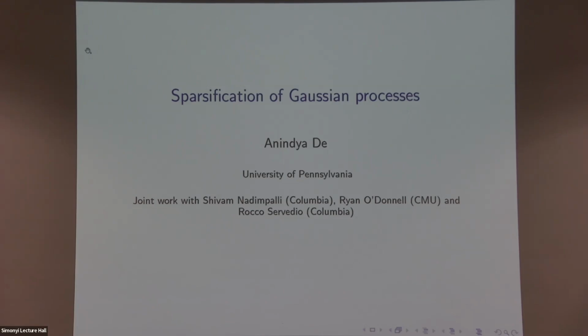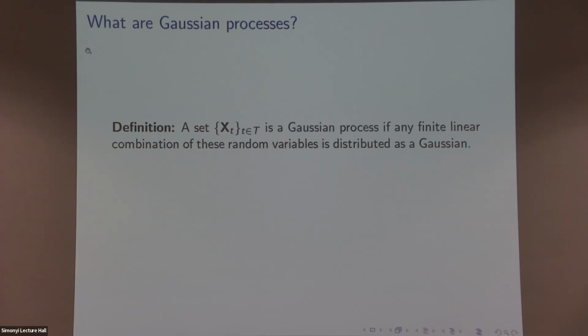Okay, so let's start with the basics. What's a Gaussian process? It's just a collection of random variables, indexed by a set T, such that any finite linear combination of these random variables is a Gaussian. Examples include any finite collection of jointly normal random variables, and standard Brownian motion. We call a Gaussian process centered if each random variable X_t has expectation 0.